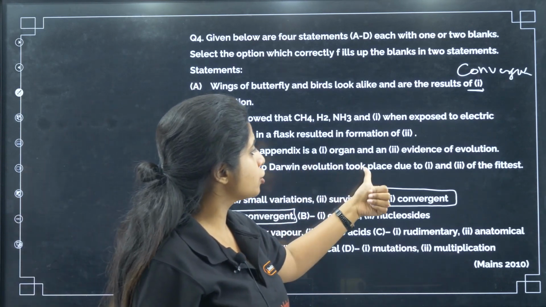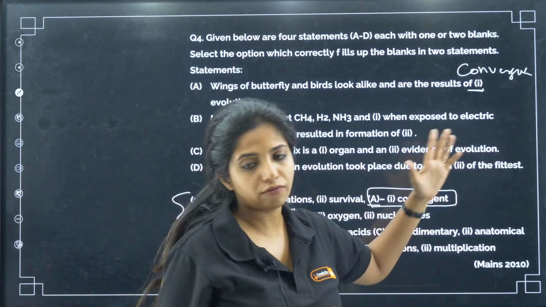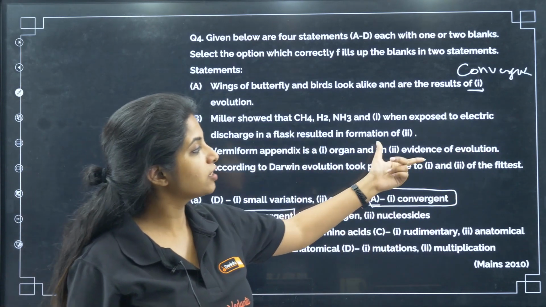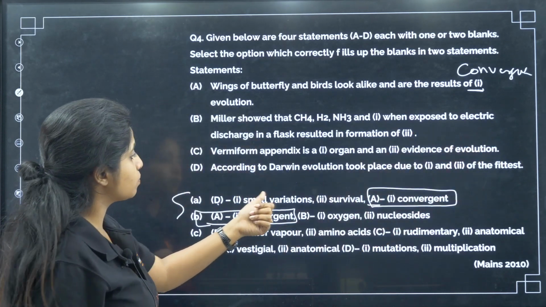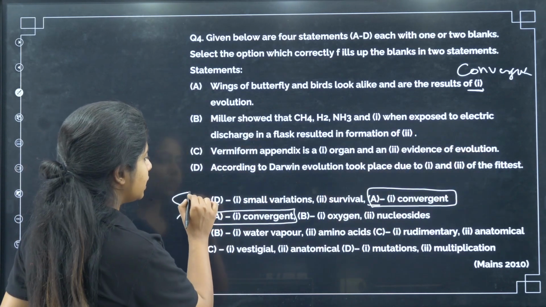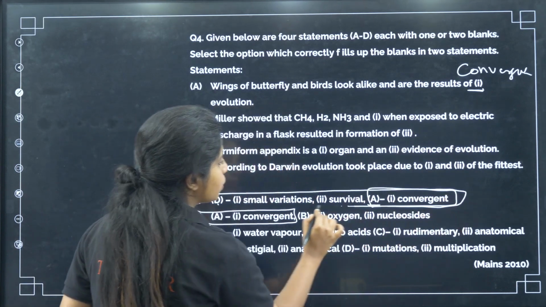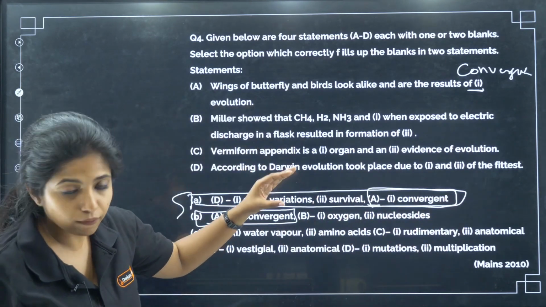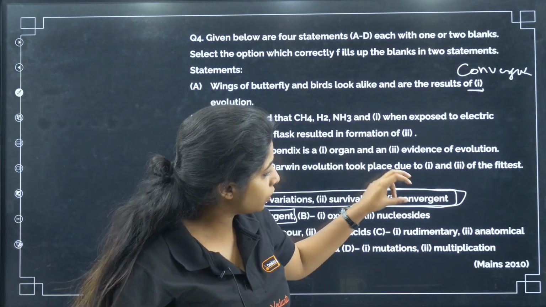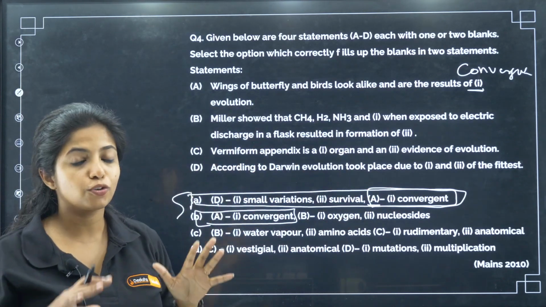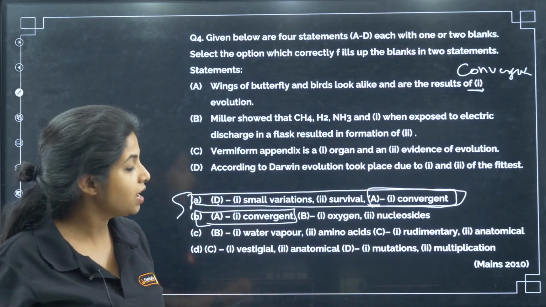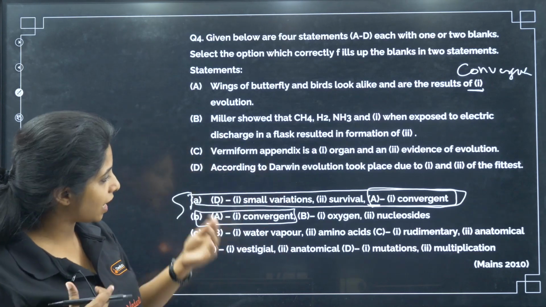According to Darwin, evolution took place due to 1 and 2 of the fittest. Due to what? Small variation, my dear children, and what? Survival of the fittest. So 1 will be small variation and 2 will be survival. Is that correct? Yes, I already got my answer without going ahead with any of the other options. So you have to spot the correct answer from here, then go here, then see the other options. If it is matching, then your correct answer is here. You do not have to linger around anywhere. Now what is the problem with the other options? Let's see that now.